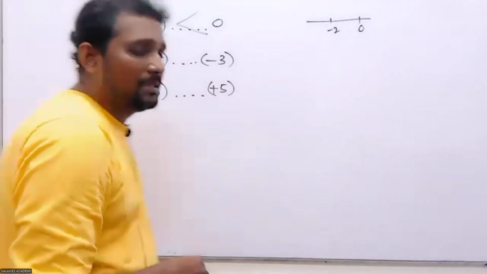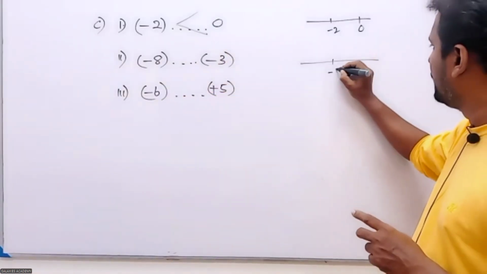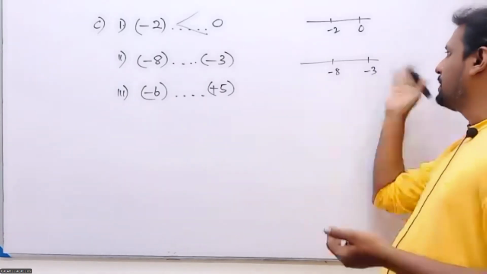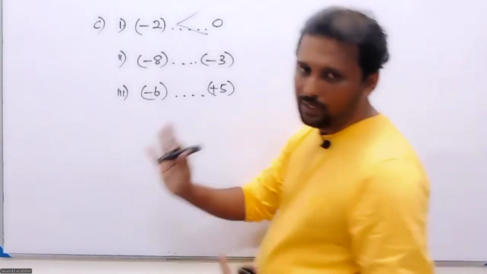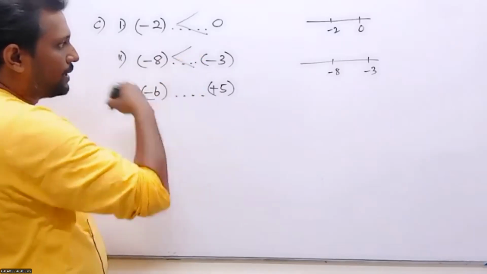Right. Next one, -8 and -3. If I mark -8 here, -3, I have to mark here. So what is the larger number? Right hand side value, -3. So you have to open the mouth of the inequality sign towards the larger number.